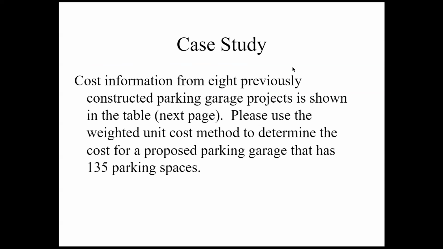So we have the cost information for 8 previous projects. Because when we're doing the concept estimate, we're always looking for the previous project data, right? So this is construction of parking garage projects, showing the table in the next page. And please use the weighted unit cost method. That is what we just learned: UC is equal to (A + 4B + C) divided by 6. So remember, this is forecast unit cost.